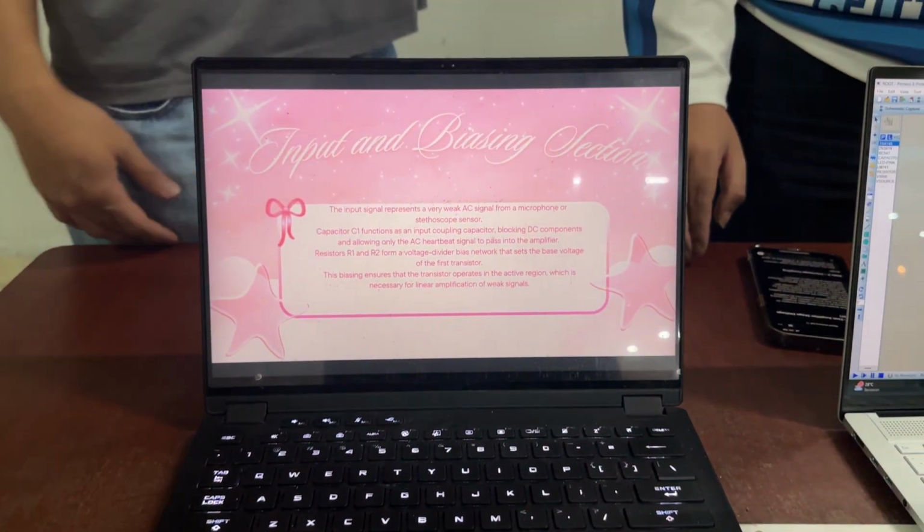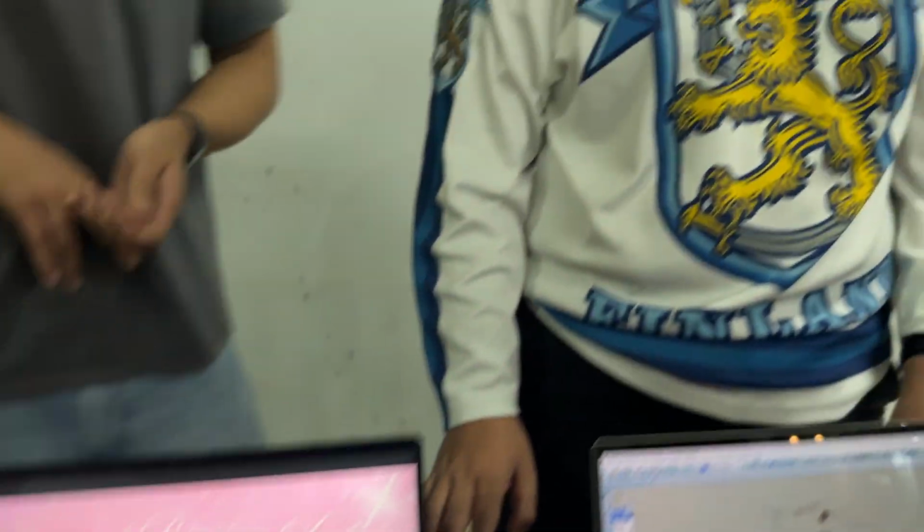For the amplification stage, it uses a transistor configured as a common emitter. And the other resistors provide thermal stability, so it doesn't melt. Next slide.